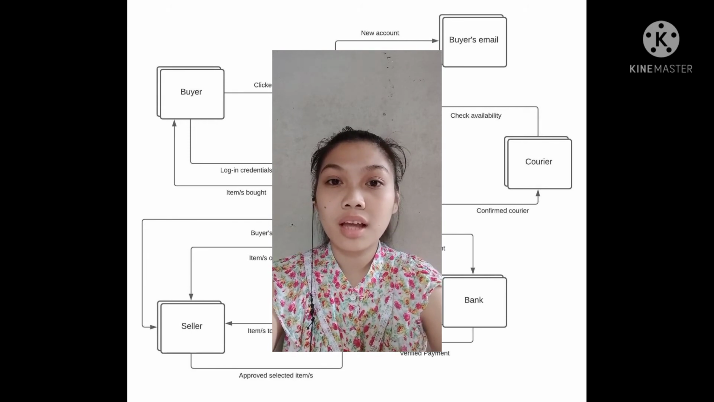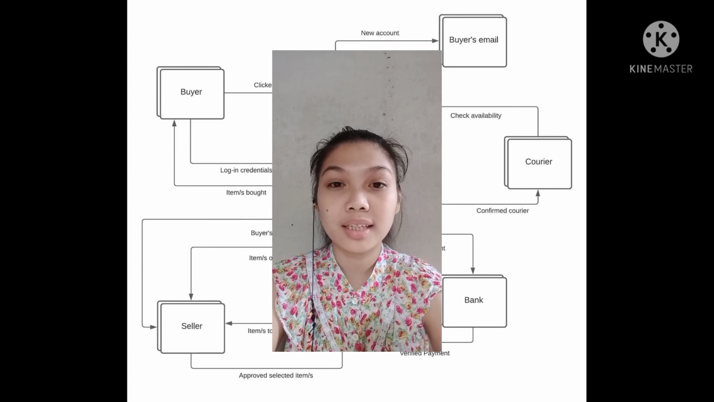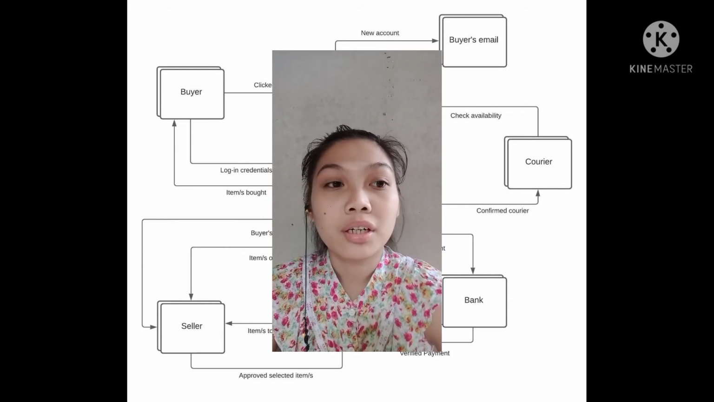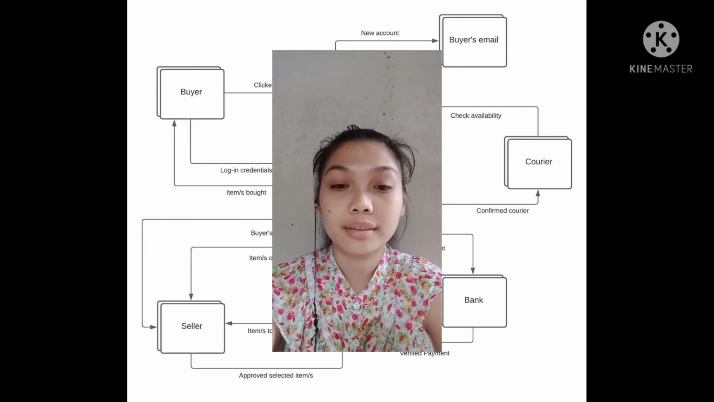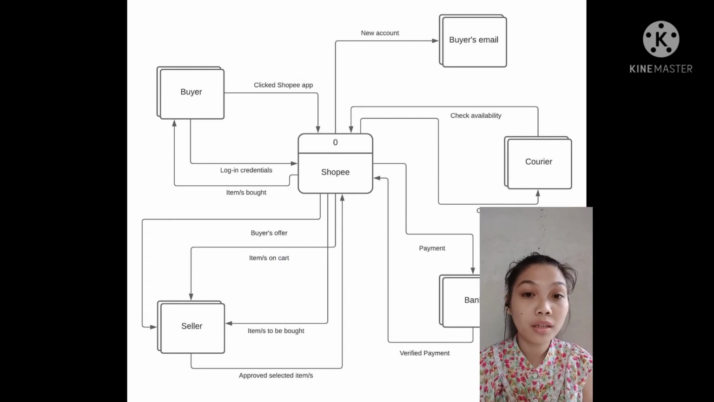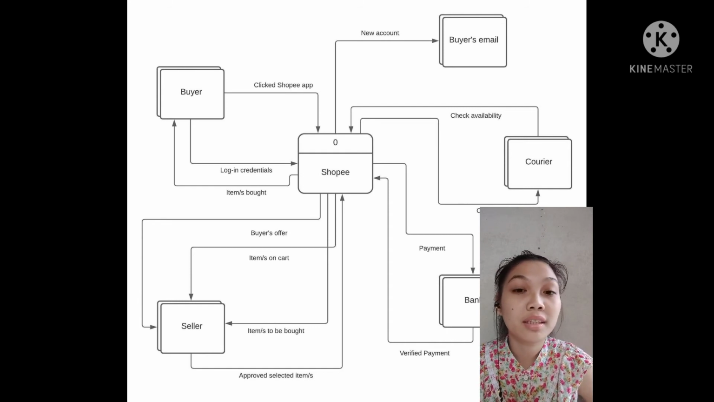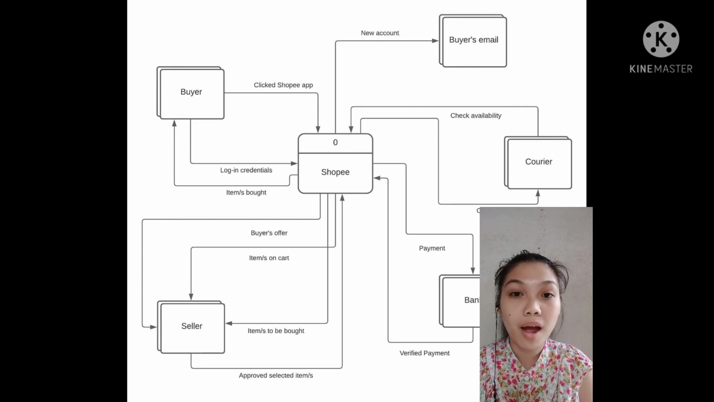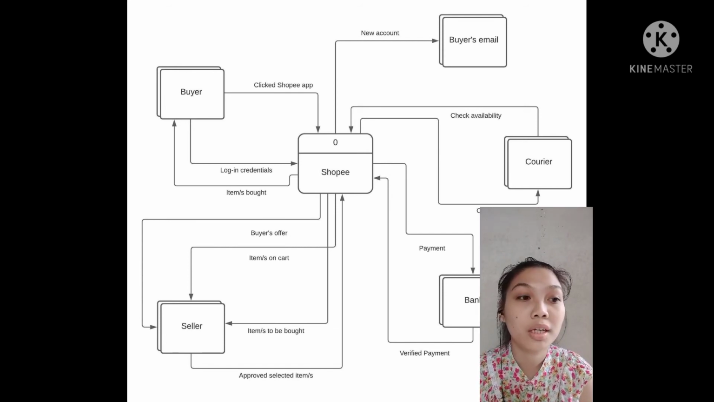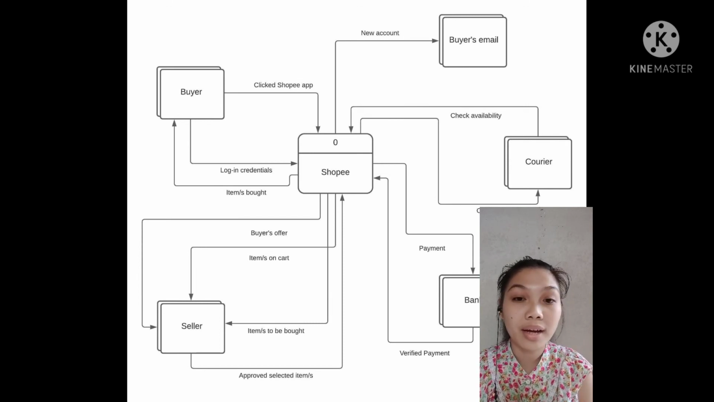In our DFD diagram, there are 5 entities, which are the buyer, buyer's email, seller, courier, and the bank. We created Shopee, which is the 0 process. Now we go to the buyer entity, which has 3 data flows: click the Shopee app, login credentials, and the items bought. Now we proceed to another entity, the buyer's email, which has only one data flow: the new account.